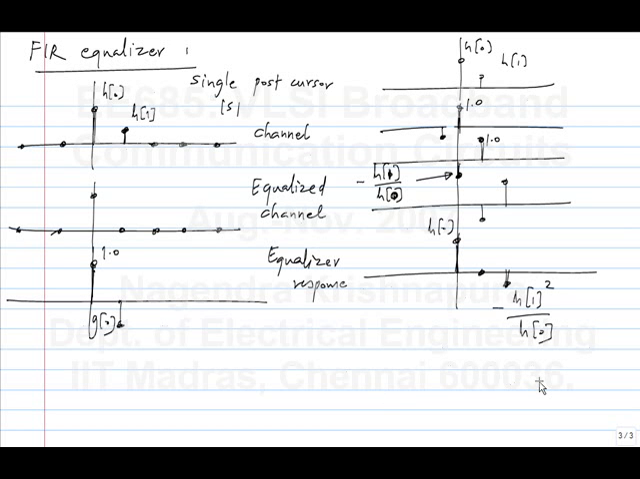Can we do better with 2 taps? Sorry, this is actually a 2 tap filter, right? There is one main tap and another tap. So if I have 3 elements in the equalizer, will the response be better? Can you make it better? It will become worse. Yeah, that's right.